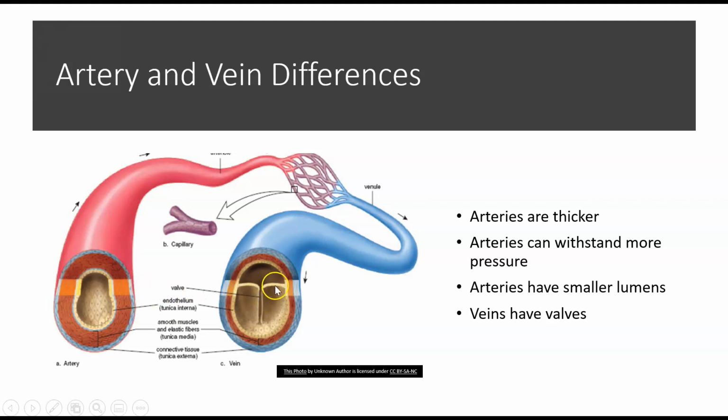And then veins have valves, which help prevent gravity from pushing the blood back down to our feet. We want blood to keep going up to the heart, so there are valves in the veins to keep the blood flowing in one direction.